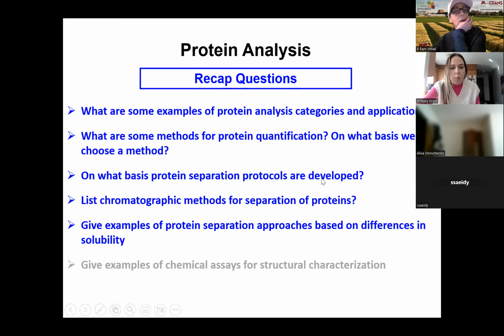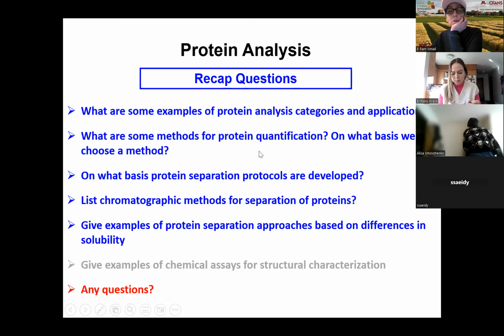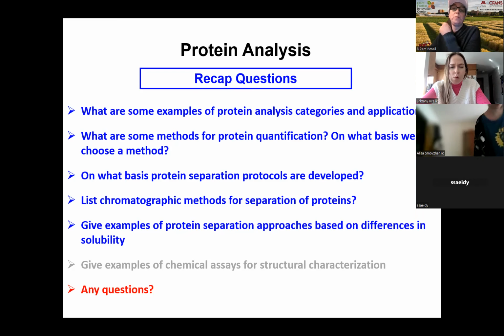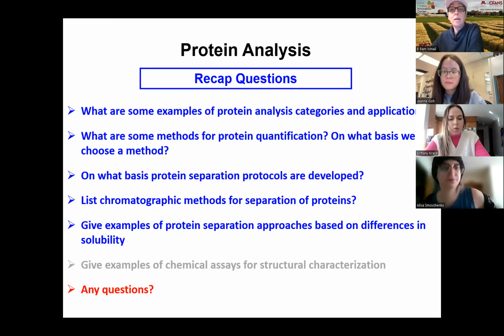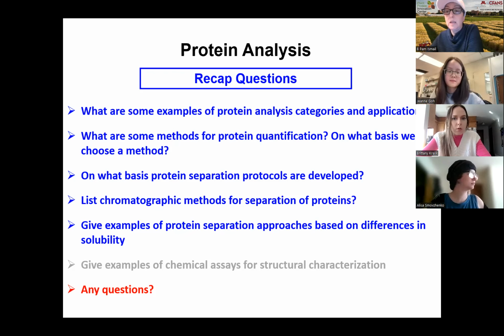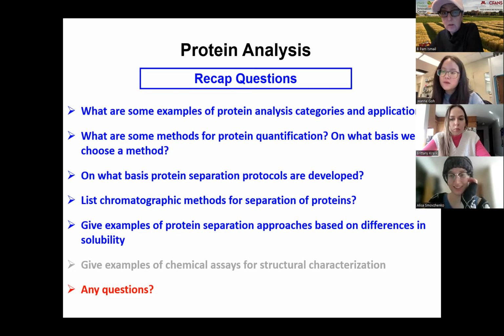All right. So who can give us some examples of protein analysis categories and applications? So we said protein analysis is not only quantification, right? What else? What do you remember? Purification. Go ahead, Jean. Protein purification. It does count. Can you give me an application for it? To isolate ingredients.